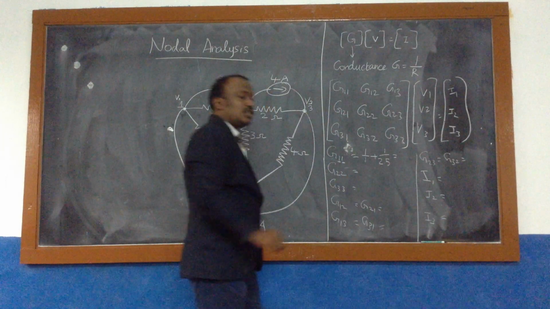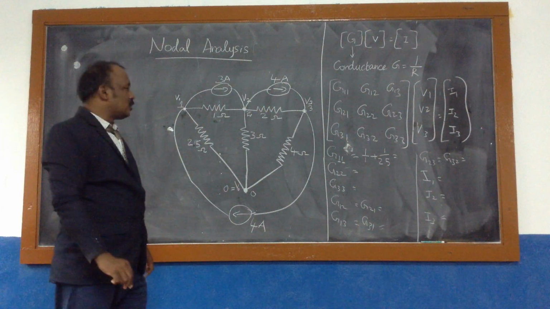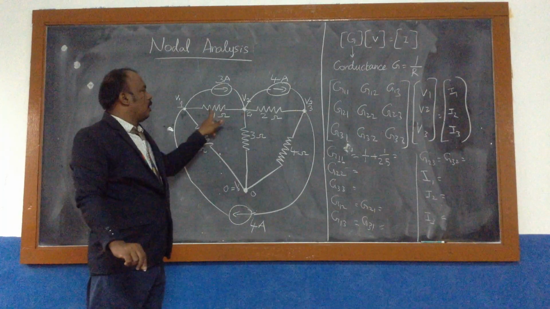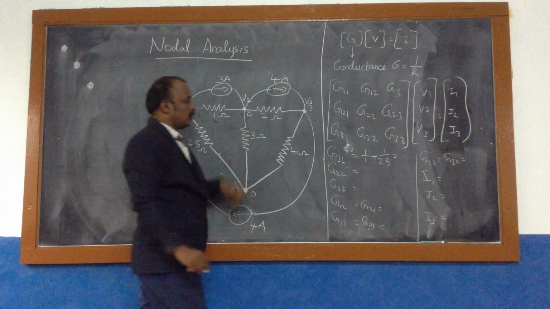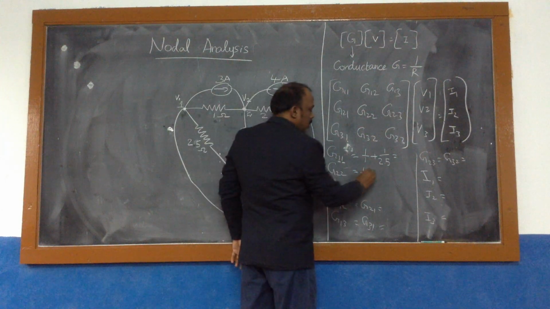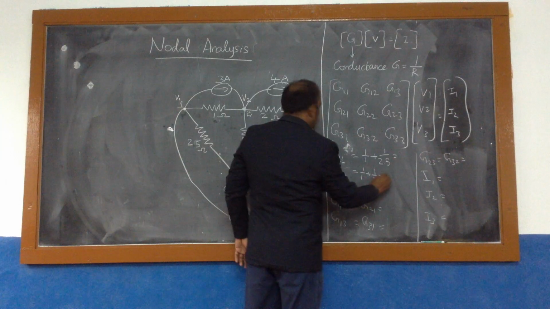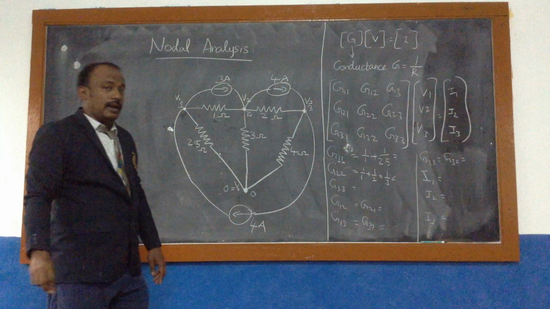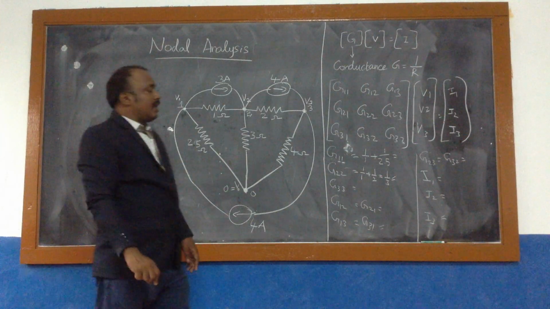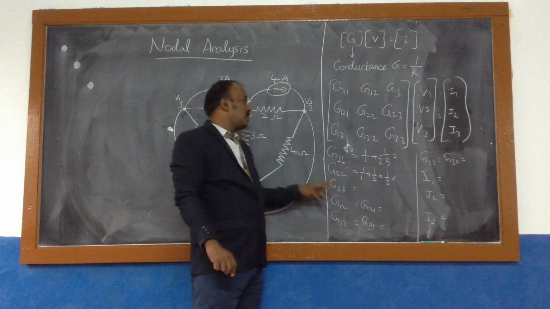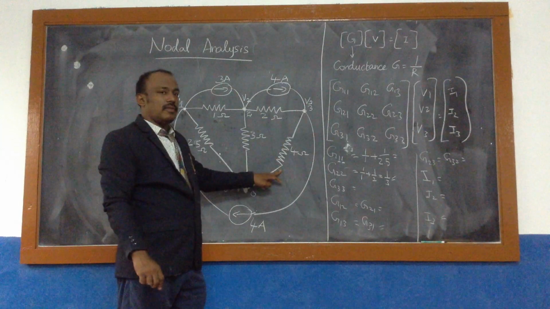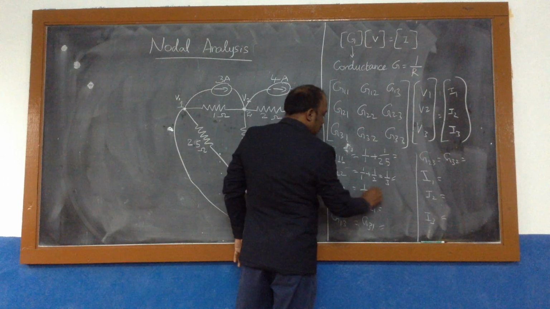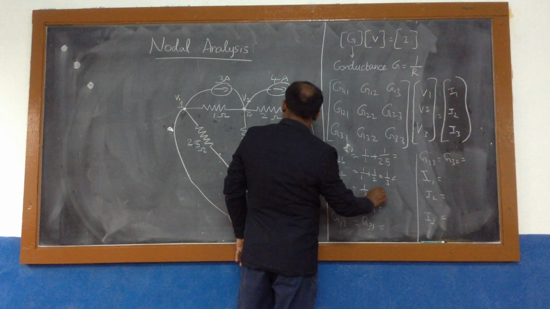Similarly, G22. What is G22? Node 2. What are the elements connected to that node alone? 1 ohm, 2 ohm, 3 ohm. So what is the total value? 1 divided by 1, 1 divided by 2, and 1 divided by 3. Students, please calculate these values and let me know. Similarly, G33. In G33, what are the 2 ohm and 4 ohm? So you can take 1 by 2 plus 1 by 4.